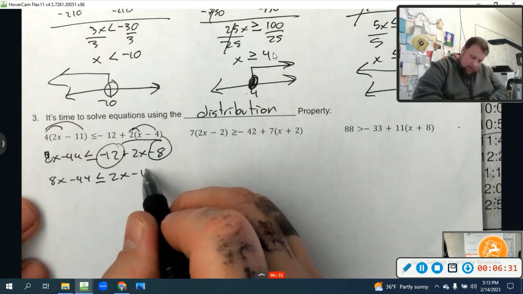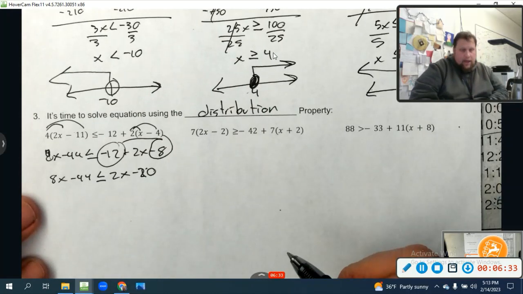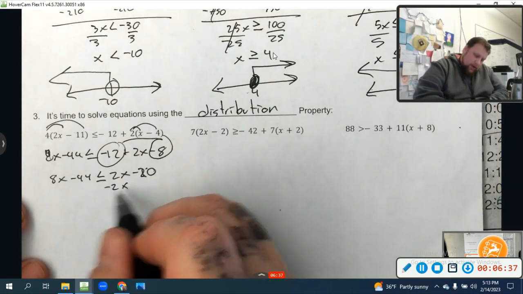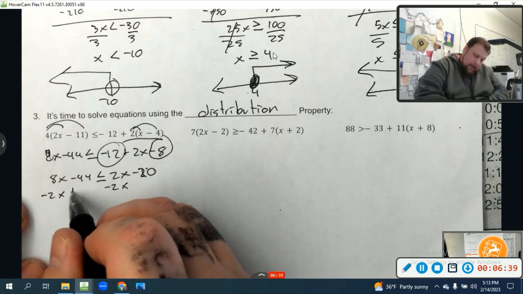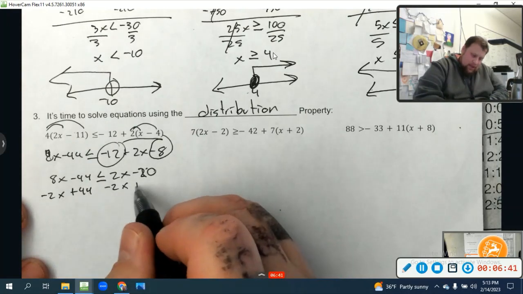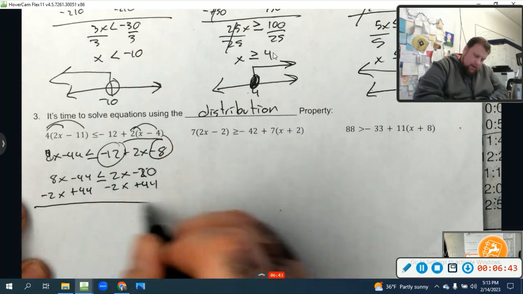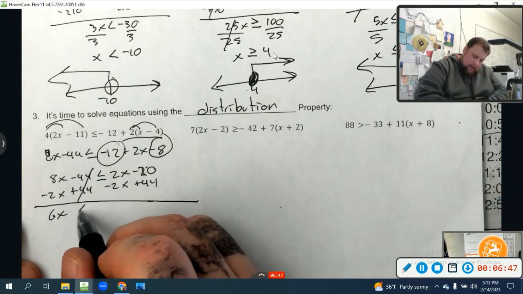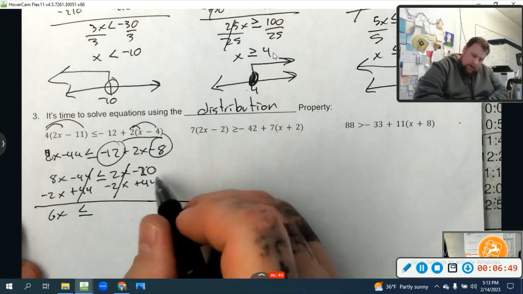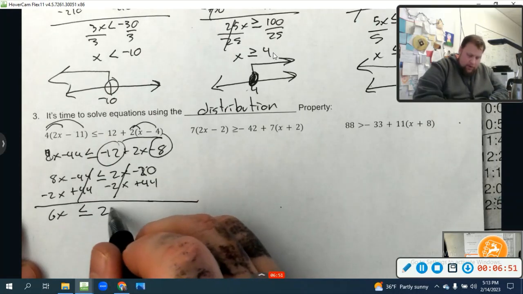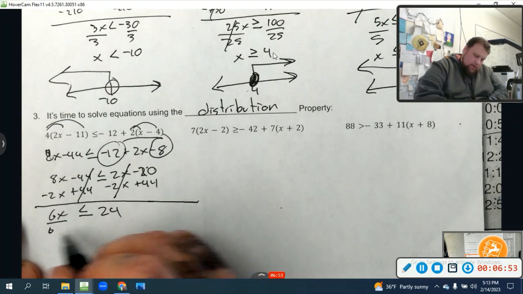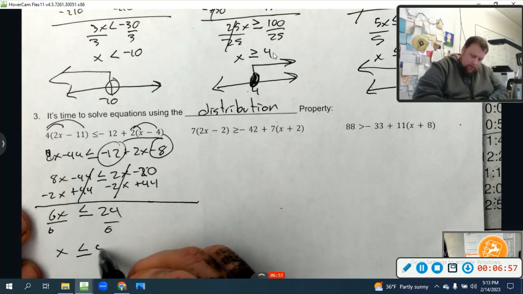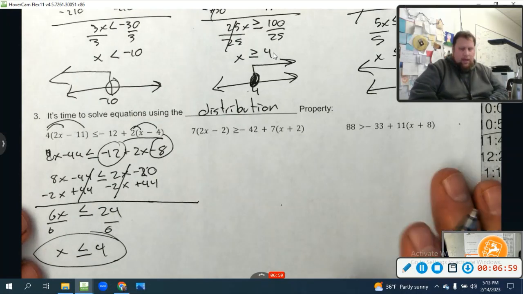Okay. I'm going to do two things at once. I'm going to subtract 2x from both sides, and I'm going to add 44 to both sides, just like if this were an equal sign. Watch what happens. 6x, that's gone, is less than or equal to, that's gone. Negative 20 plus 44 is 24. Divide both sides by 6, and we get that x is less than or equal to 4. Look at that. Isn't that awesome?